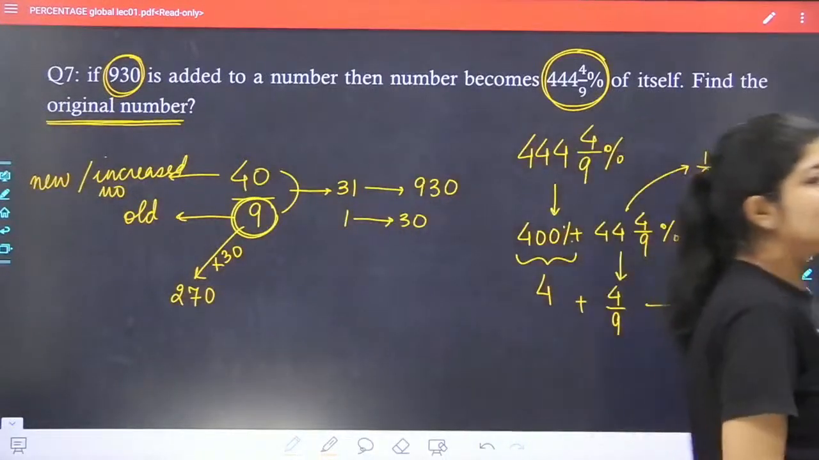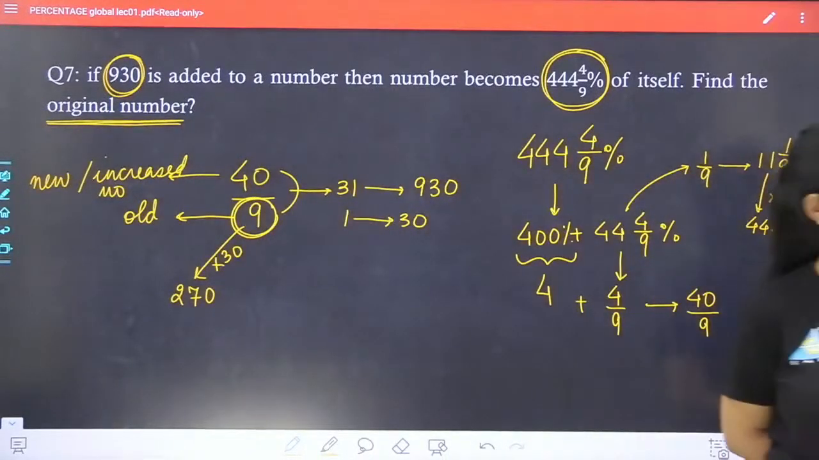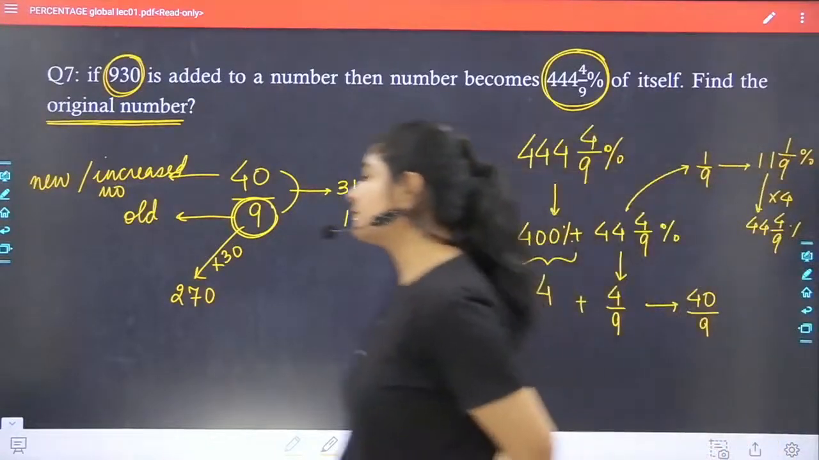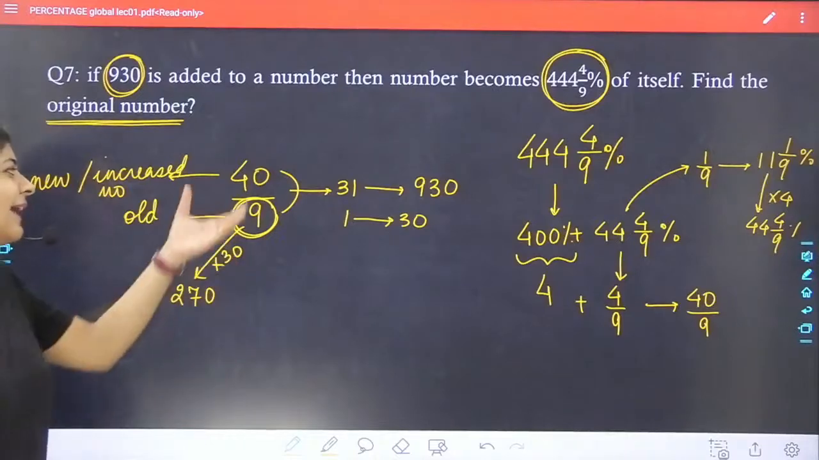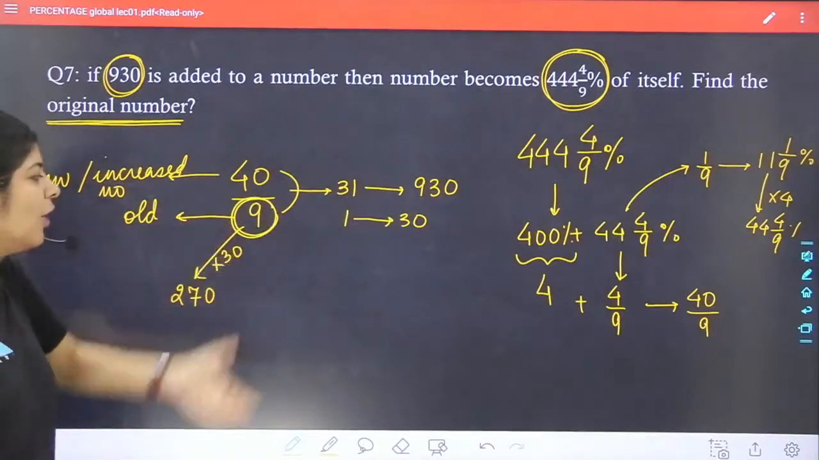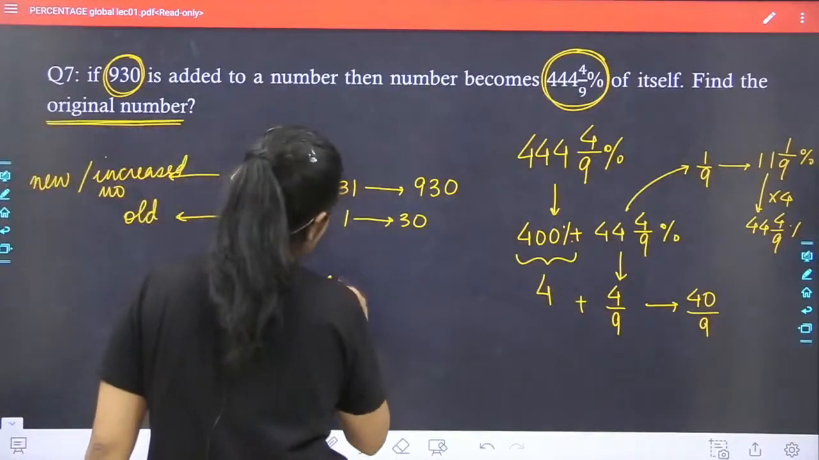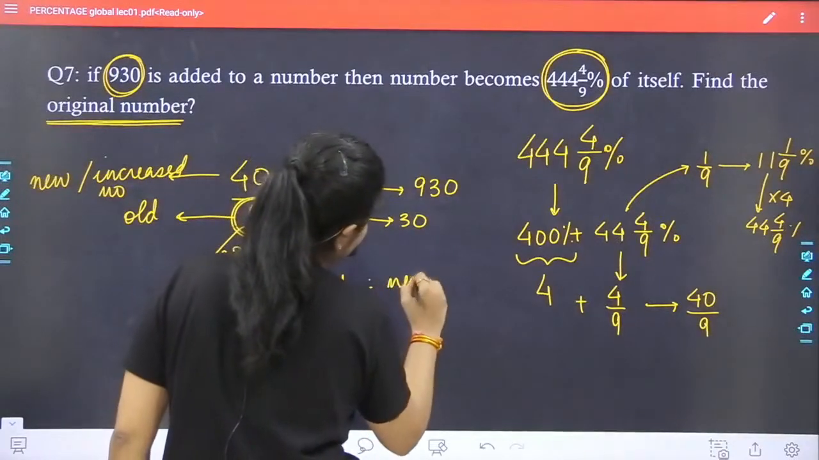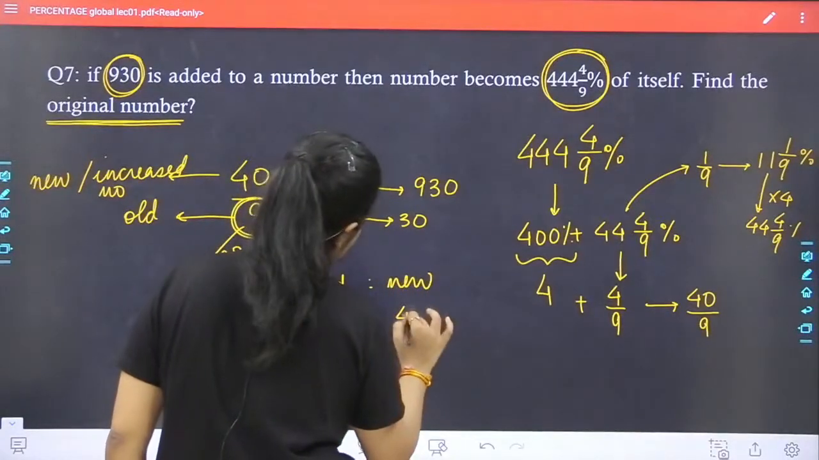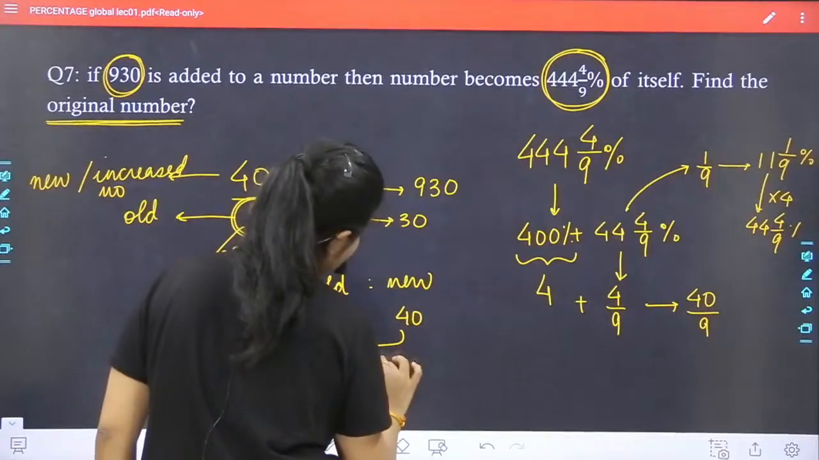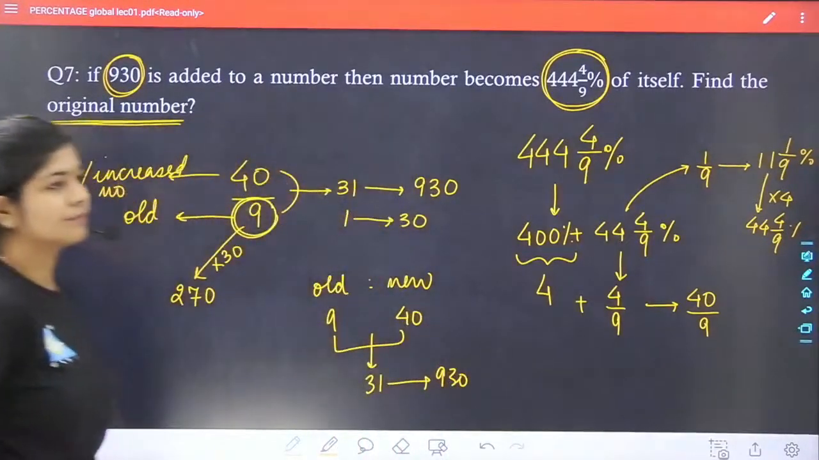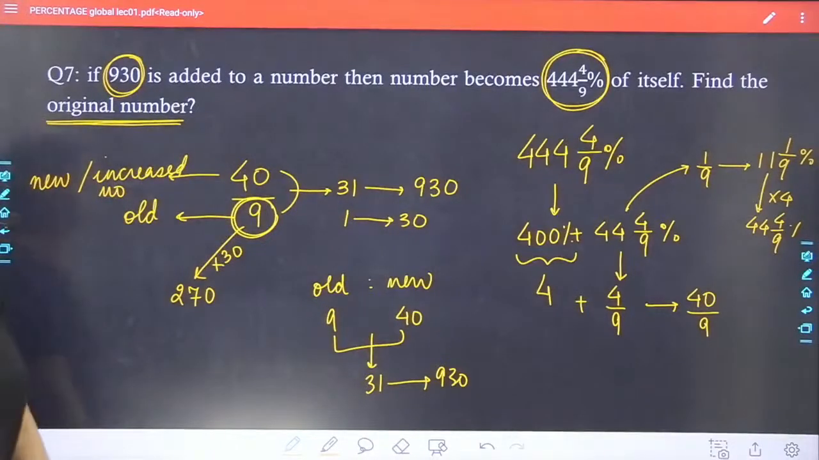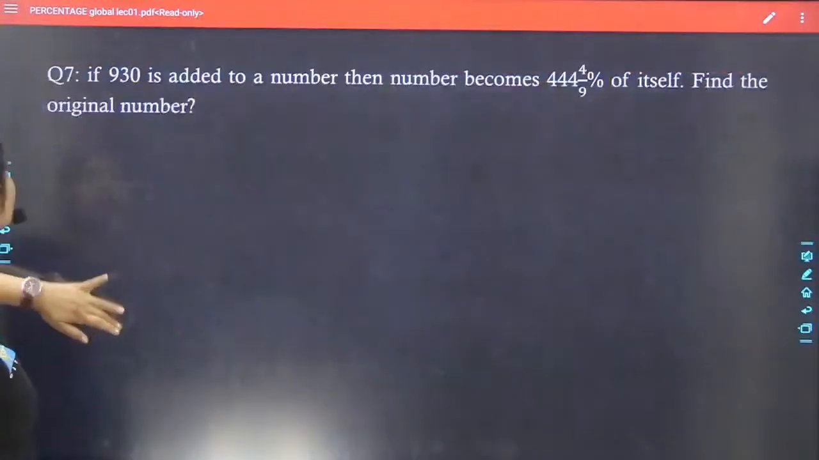Is it clear? We can directly write it as this, or we can also write it in the ratio format. Okay, now let's move to the next question, question number 8.